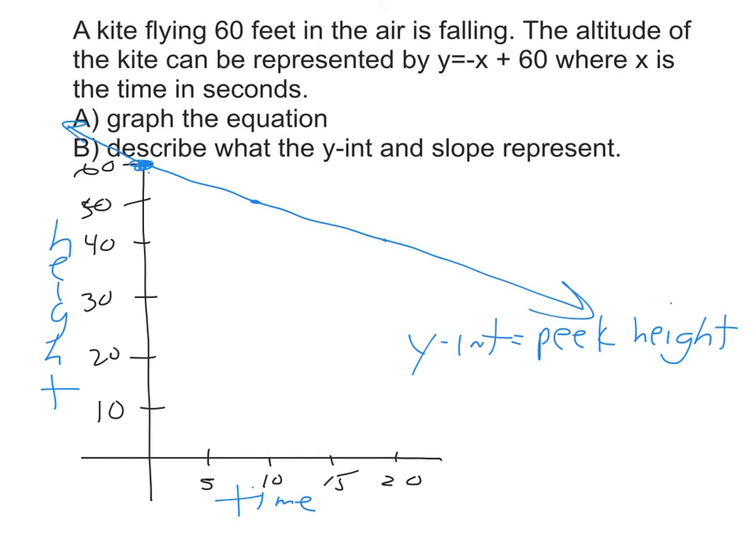Like how many feet it is dropping per second? Good. How many feet per second the kite is dropping. The slope is feet per second that the kite is dropping. Because we know that slope is y over x, the y-axis over the x-axis. Height in feet, time in seconds. So the slope is feet per second that the kite is dropping. So it's dropping 1 foot for every second. Okay? Does that make sense?